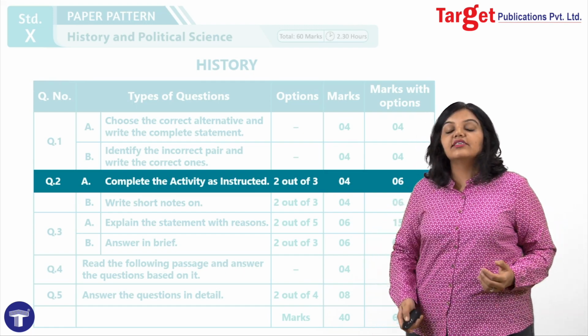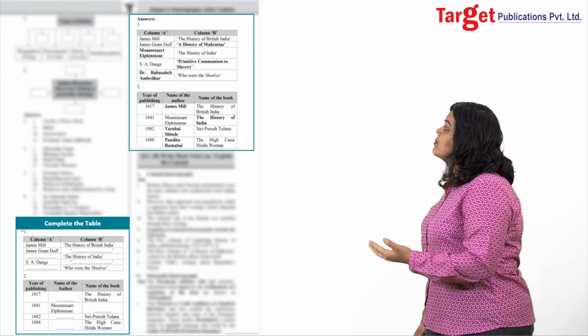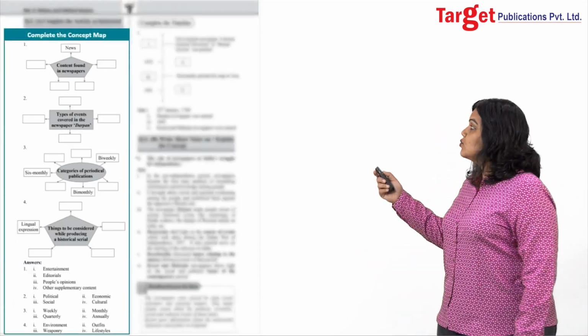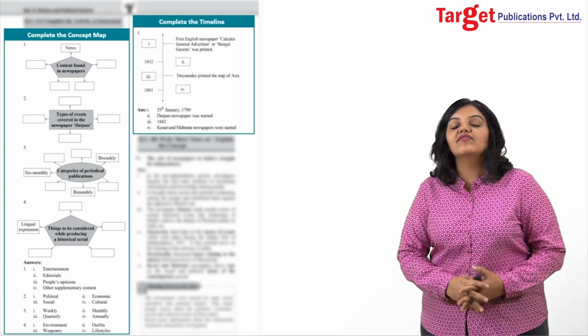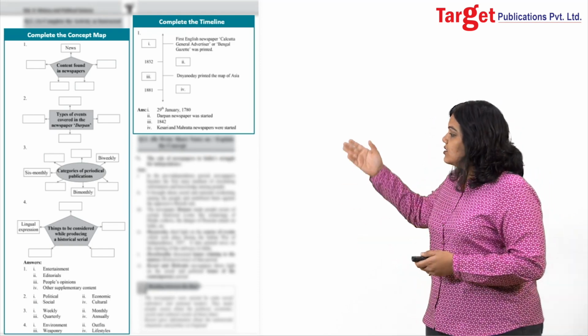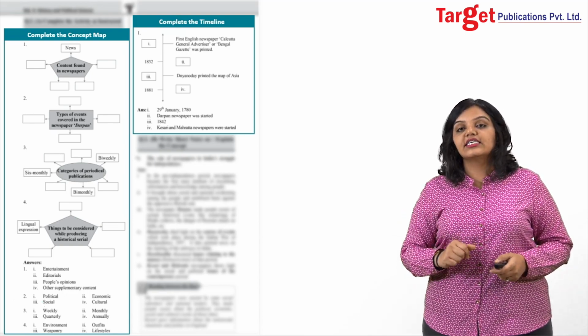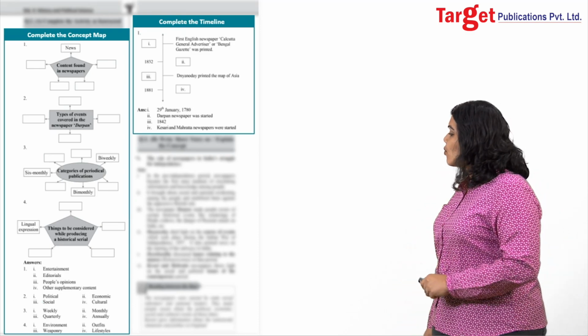Now, completing the activity means you could be asked either to complete the table, or you could be asked to complete the concept map, or you could even be asked to complete the timeline. Now, as you can see, we have covered every single type of question that you could be asked in our notes, and that's why I am showing you here that you will find every single type in our Target Publications history and political science book.